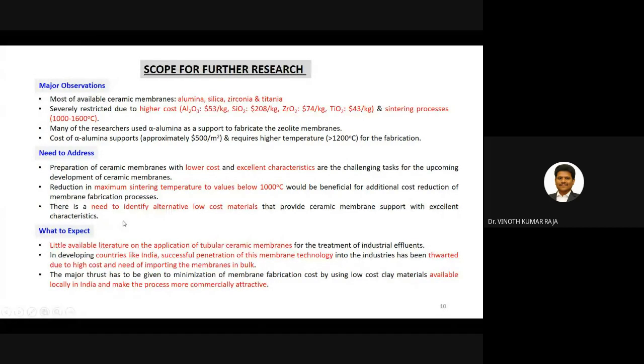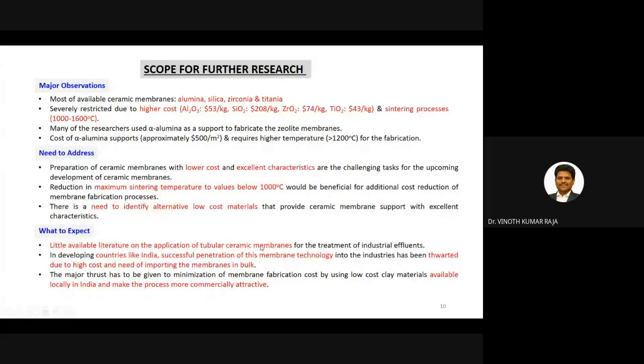Also, there is a need to identify alternative low-cost material that can provide the support with excellent characteristics. So these are things we need to address. Our expectation is this: there is very little available literature on the application of tubular ceramic membrane for industrial wastewater treatment. And in developing countries like India, the successful penetration of this membrane technology into the industries has been thwarted due to the higher cost and the need of importing the membranes in bulk.